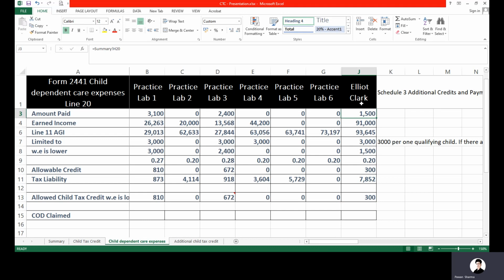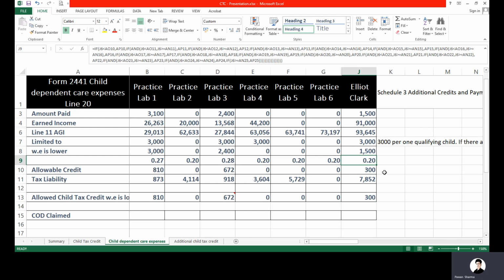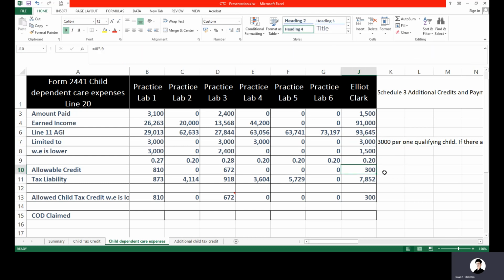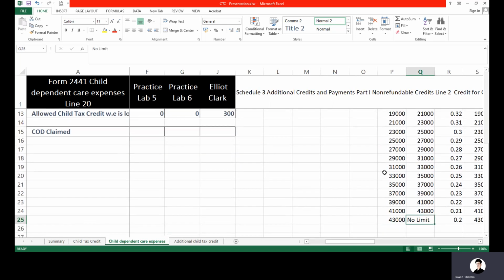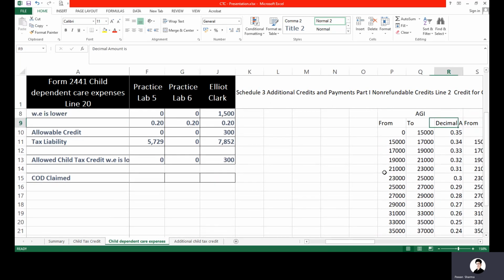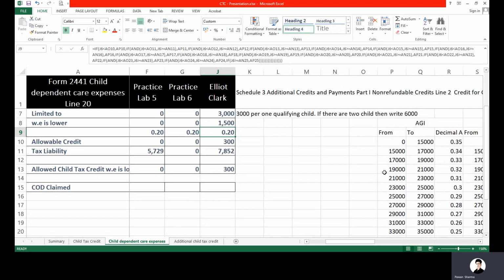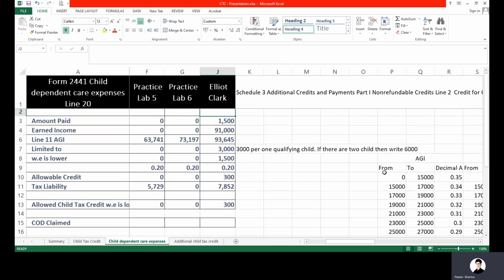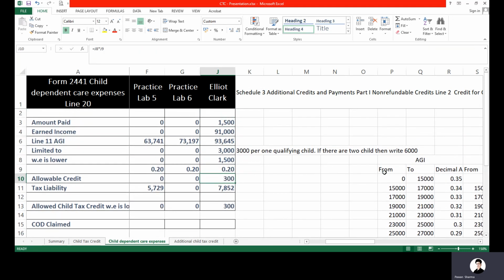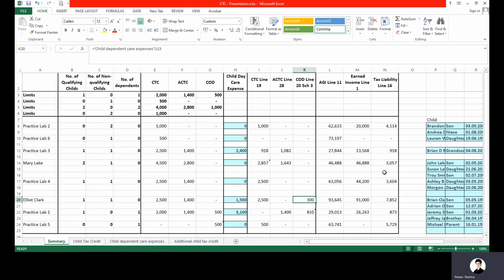So this is my 1500 day care expense of Allied Clerk. Earned income is this. It is limited to 3000 per qualifying child. Whichever is lower out of this is 1500. Lookup value is 1500. Then I got 0.20. How I got 0.20? Based on this AGI, 93,000 is my AGI. On 93,000, it is 0.20. So this is from AGI to decimal amount. It's 0.20 because it is more than 43,000. So we multiply the lower of the amounts by 0.20, which is 300. So we get 300 over here. We got this 2500. Okay, so this was very good.